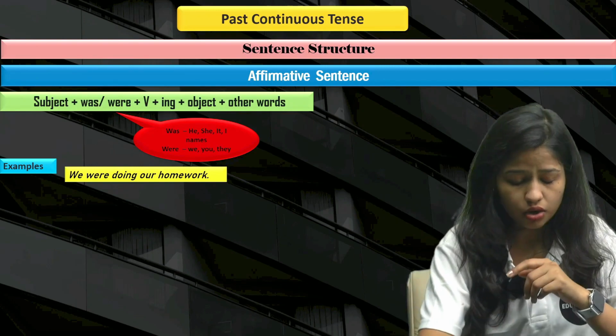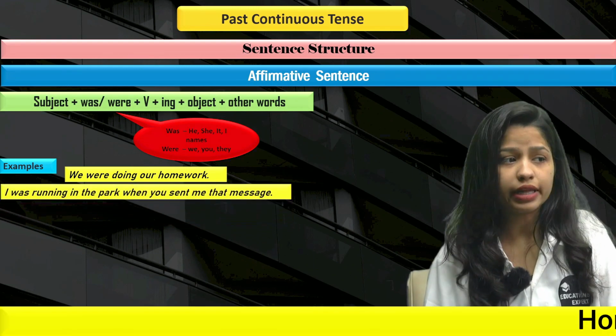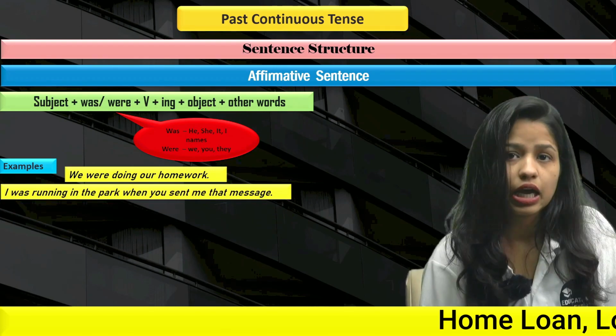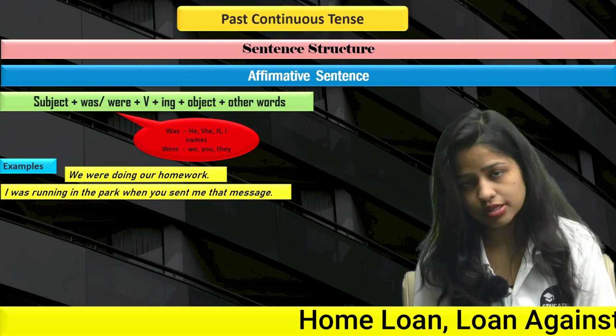All right, next example is I was running in the park when you sent me that message. See, if you remember this, I have told you when you're talking about two actions at the same time.